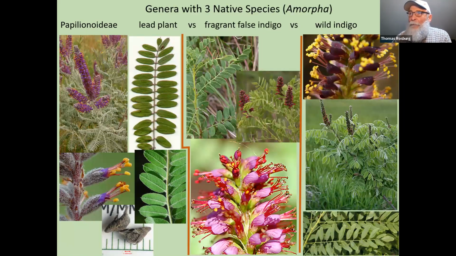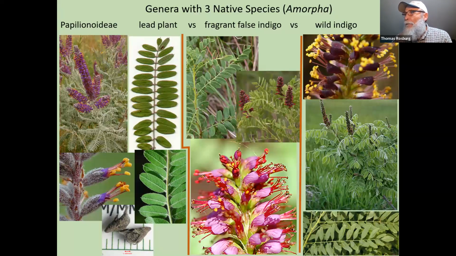All right, here's some familiar ones, right? We've got now a genera with 3 native species or more. This one just does have 3. So we've got Amorpha here, and our Amorpha canescens, Amorpha nana, which is an endangered species in Iowa. Well, let me see for sure which one it is.